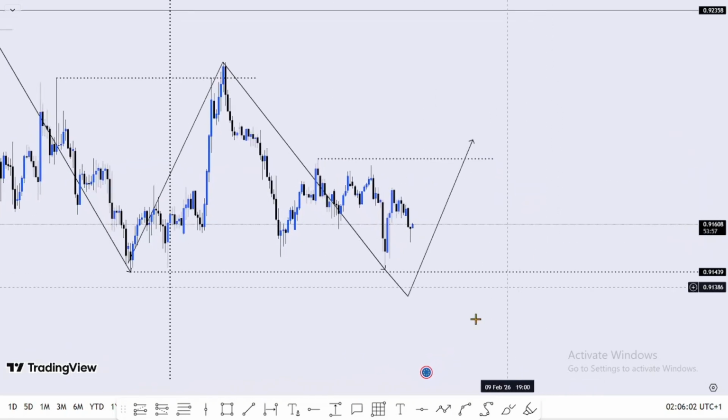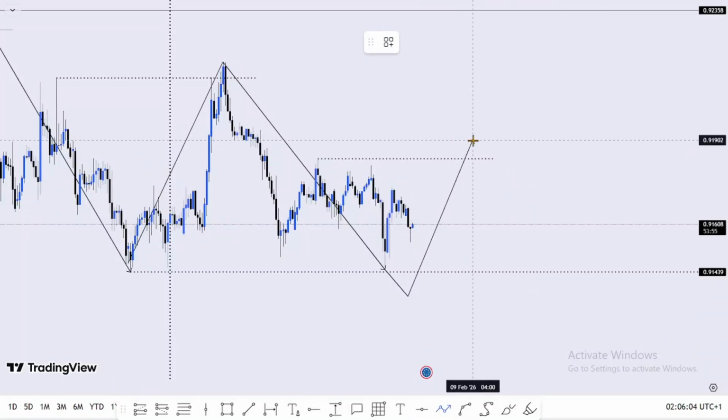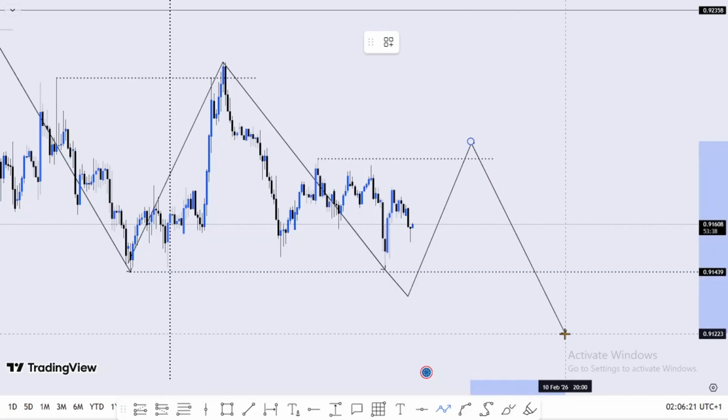After price takes out structural liquidity, what is the next move it should be? It should be a continuation, right? Whenever price takes out structural liquidity, the next move should be a continuation. So what will price do? The price will continue to the downside.